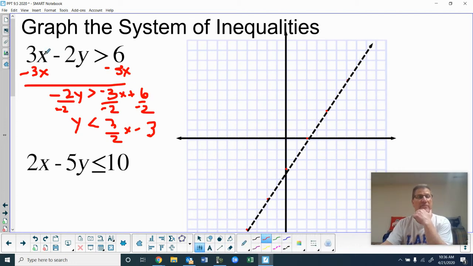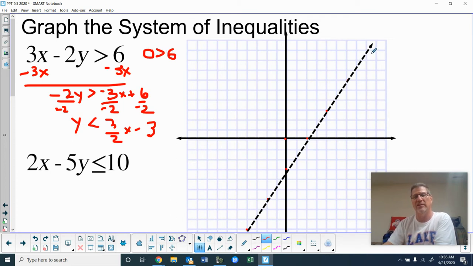Now, I like to put 0 in for x and y in the top one. 3 times 0 is 0. 2 times 0 is 0. So I get 0 minus 0, so I get 0. Is it greater than 6 when I substitute in the 0, 0? Right there, 0, 0. 0 is not greater than 6.